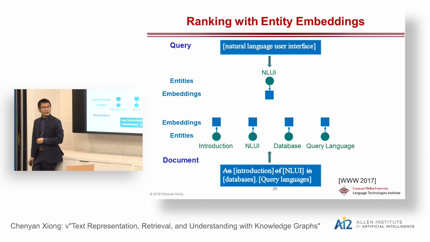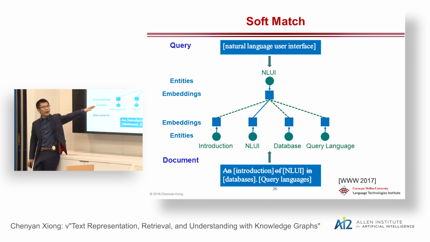So then besides directly matching the background entities using exact match, NLUI with NLUI, we actually are able to first map them to an embedding space. So we have the entity embeddings for all the query entities and the document entities. And now besides exactly matching them, we can have all the soft matches, say between NLUI and the database, and also NLUI and the query language. So now we know, for example, if a document contains a lot of similar entities in that knowledge graph structure, maybe you have much better relevance signals of them.